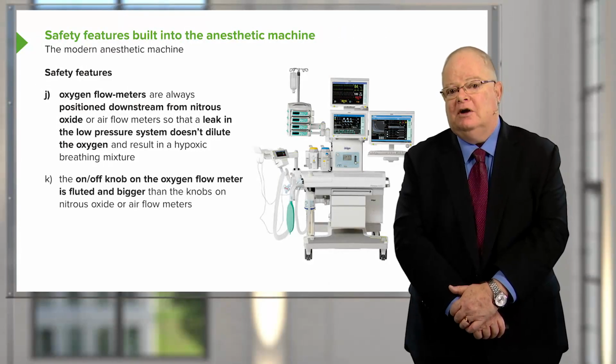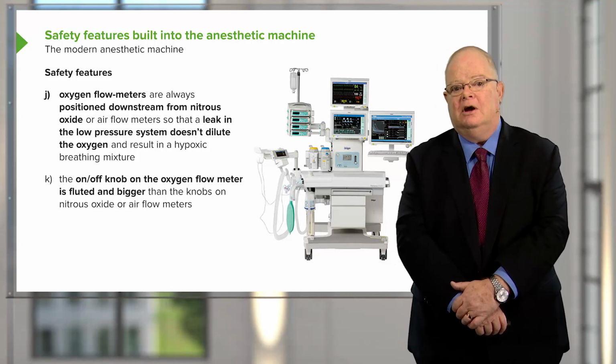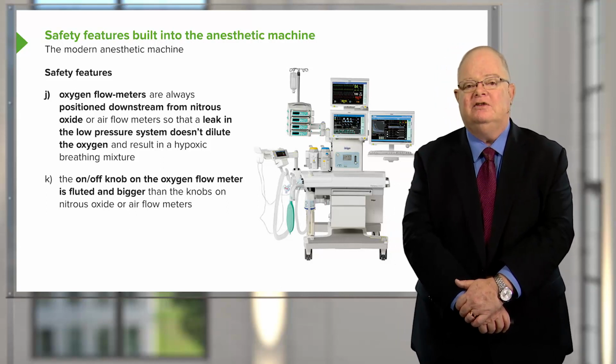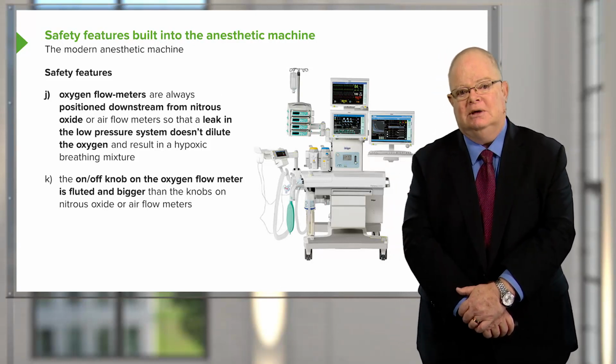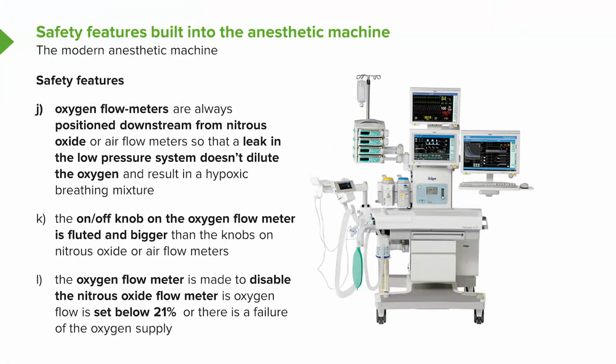The on-off knob on the oxygen flow meter is fluted and bigger than the knobs on the nitrous oxide or air flow meters, so it's easy to feel even if you're not looking at it, although believe me, I'm not suggesting you don't look at it when you adjust it. The oxygen flow meter is made to disable the nitrous oxide flow meter if the oxygen level is below 21%, or there's a failure in the oxygen system. So there's a continuous monitoring of inspired oxygen, and if it ever drops below 21% room air, the system automatically turns off any other gas that might be running, nitrous oxide or air.